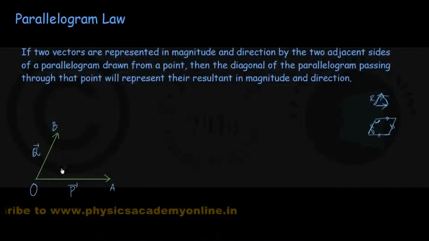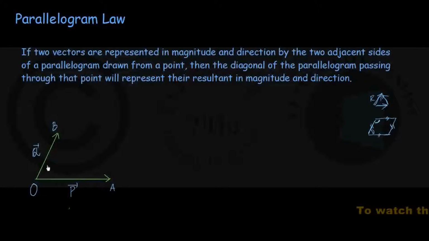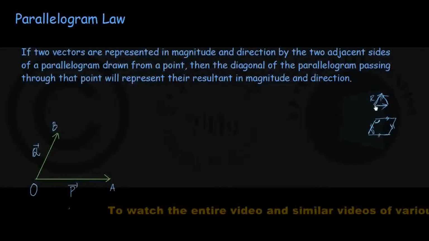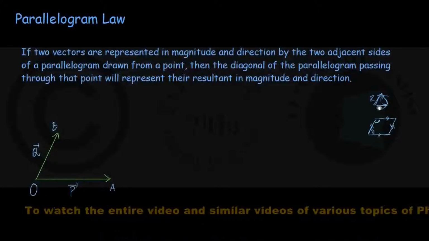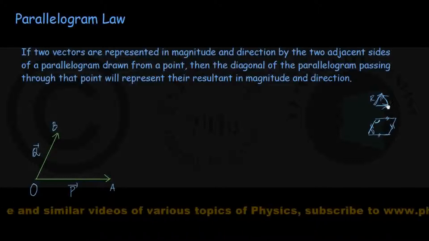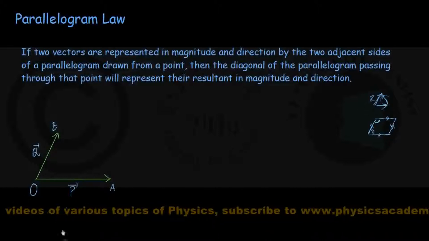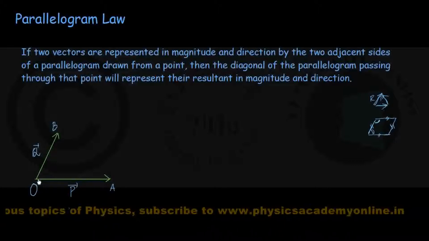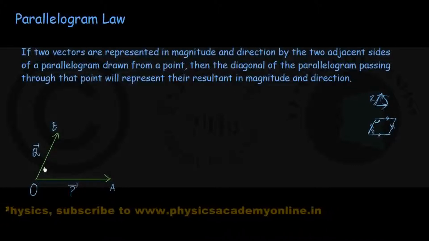By two adjacent sides, neighboring sides, drawn from a point, that is the point O, we mean in simple words that the two sides representing the two vectors have a common tail. We just draw in such a way that both combining vectors have a common tail but different heads. Now see here, in the triangle law, what we need is that the first vector's head coincides with the second vector's tail. But in this case, the tails of both of them coincide. They start from the same point. And then you go for the construction.